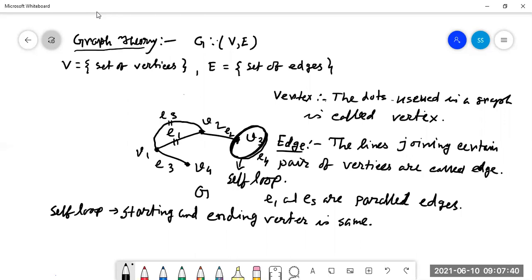And for E1 and E5, there are two vertices, V1 and V2. Between them there are two paths, one is E1, another is E5. These are called parallel edges. Is it clear?